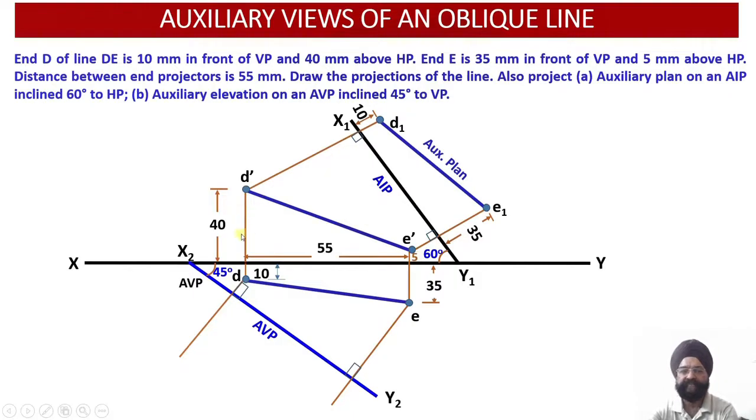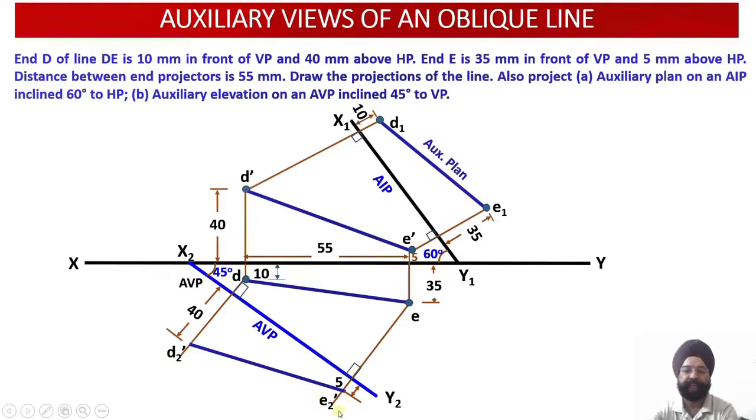So the D distance, you measure it from here, from the projection plane, 40 millimeter above the reference plane, mark a point. Similarly, E distance, this is 5 millimeter above the horizontal plane. So both of these points have been marked. So the names of these points will be D2 dash and E2 dash.